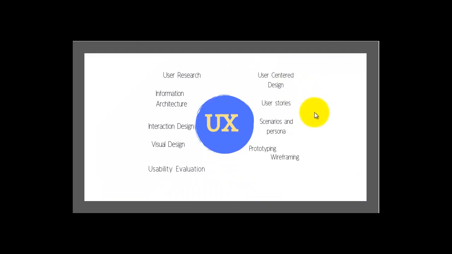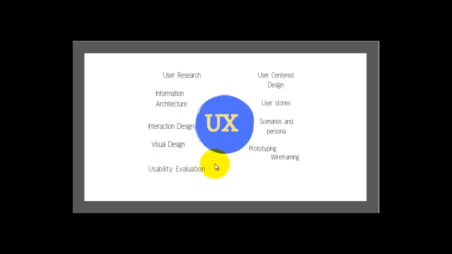In the last lecture, we talked about what user experience is, and that is making your product useful for the user, usable, and valuable for the user. For this, I need you to see only the left side of this circle. User experience is a set of many other processes that finally lead to the user experience. Some of them are user research, information architecture, interaction design, visual design, and usability evaluation.